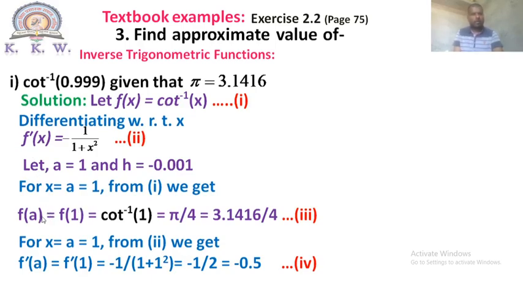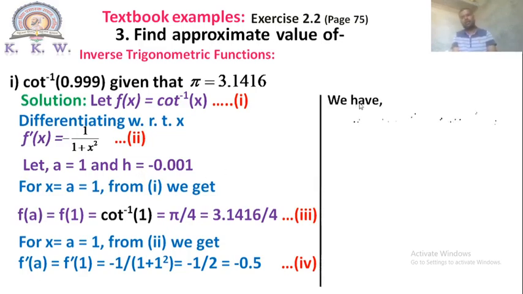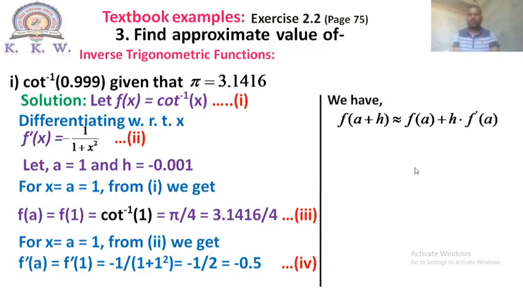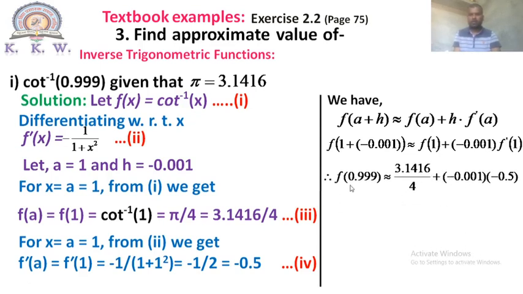Now we put the values of f of a, f dash of a and h in the formula of approximation. F of a plus h is approximately equal to f of a plus h into f dash of a. Therefore, f of 1 minus 0.001 is approximately equal to f of 1 minus 0.001 into f dash of 1. F of 1 is 3.1416 divided by 4. F dash of 1 is minus 0.5. By putting these values in the formula and calculating, you will get f of 0.999 approximately equal to 0.7959.